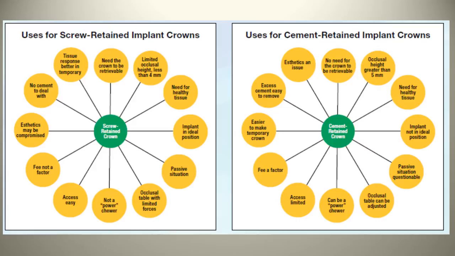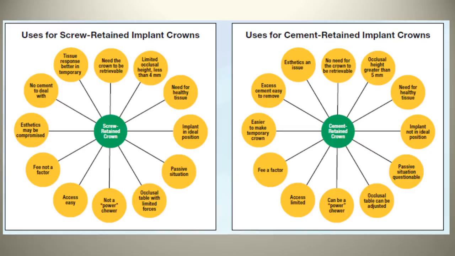An occlusal table with limited forces, in the sense that you don't want any heavy forces on the implant. We know that implants like occlusal or vertical forces. They don't like horizontal forces. If the patient is not a power chewer, a screw-retained crown gives you a little bit less flexibility than a cemented crown. If they are a power chewer, you still have that sort of break in the cement phase between the crown and the actual implant. If they end up causing problems, that crown will pop off, as opposed to the whole implant getting that classic crescent shape in the coronal aspect from the patient basically orthodontically trying to move that implant out of the mouth. Fee is not a factor.